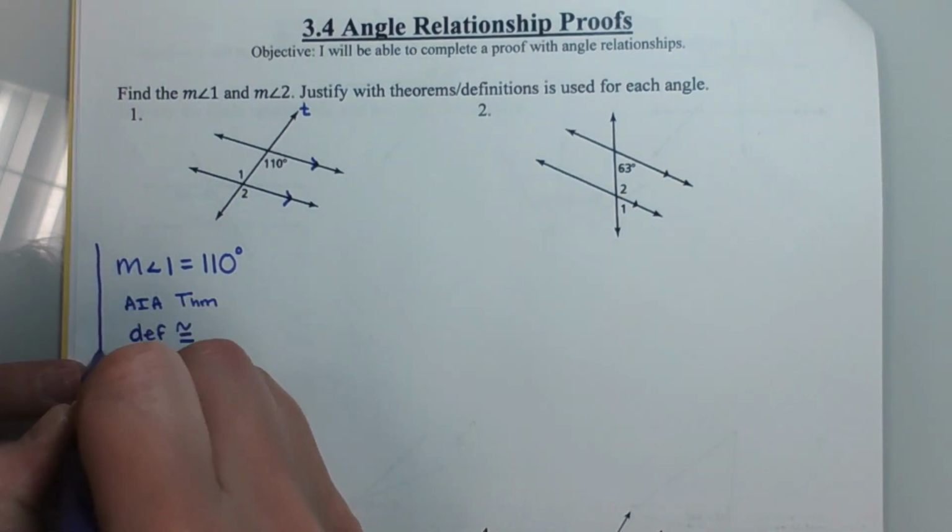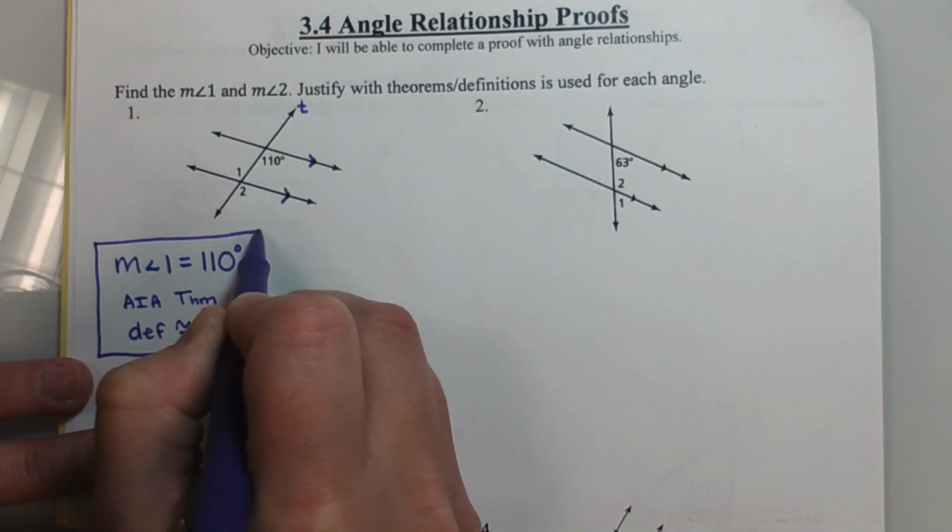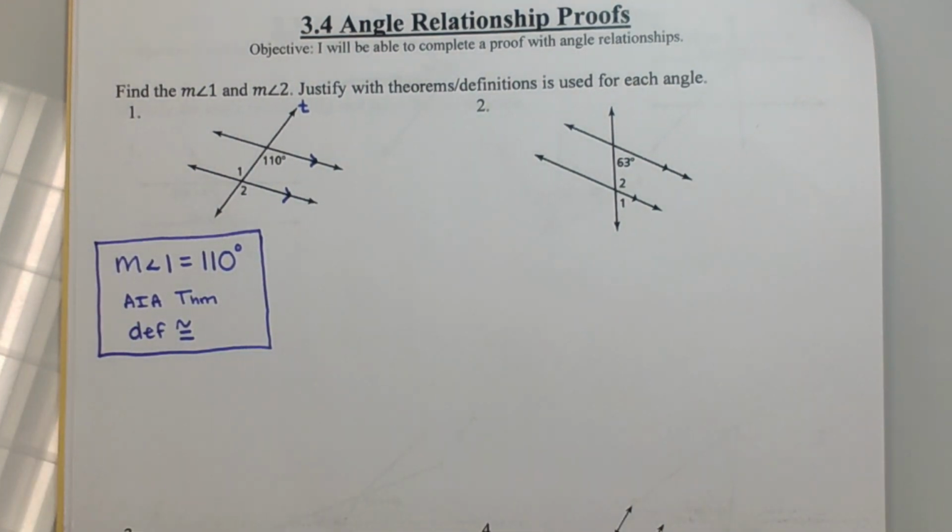Every single one of these is going to use at least two different things. So you're going to have to look for that. Most of the time, it's going to be definition of congruent as the secondary item, but not always. So I will tell you about when it's different.